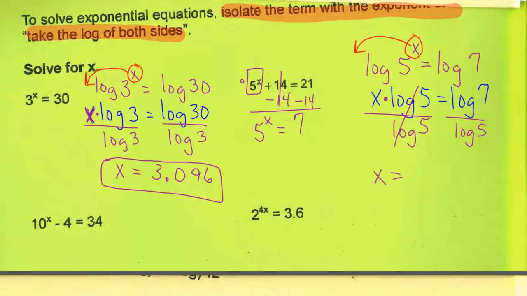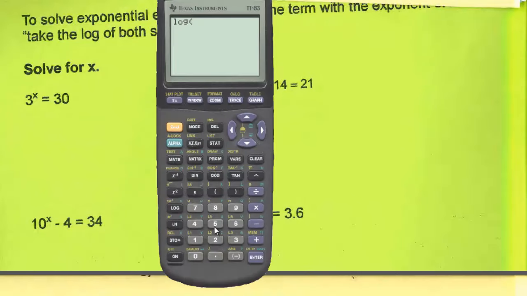So let's figure this out in the calculator. Log of 7 divided by log 5 equals 1.2090. If I round to the third decimal place, that's 1 and 209 thousandths.